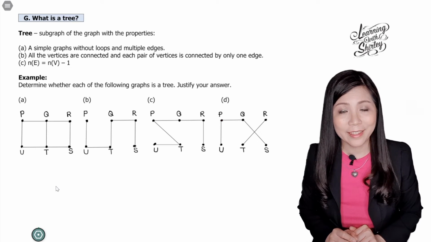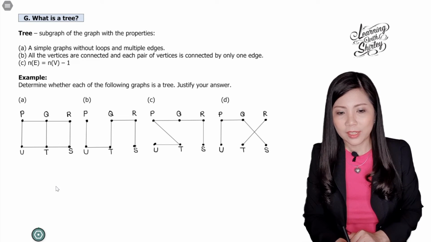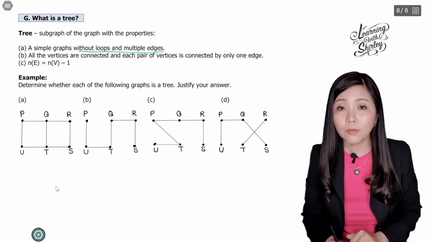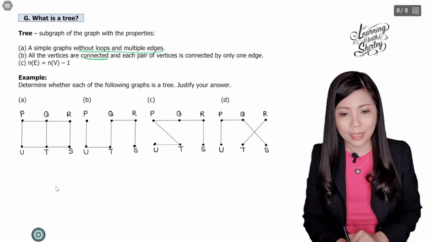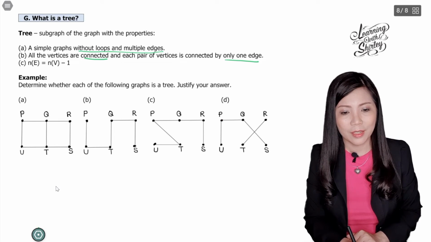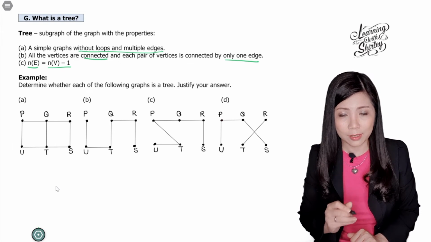What is a tree? A tree is a subgraph of the graph with the following properties. It is a simple graph without loops and multiple edges. All the vertices are connected, and each pair of vertices is connected by only one edge. The formula is NE equals NV minus 1. With all these properties, it's a tree.